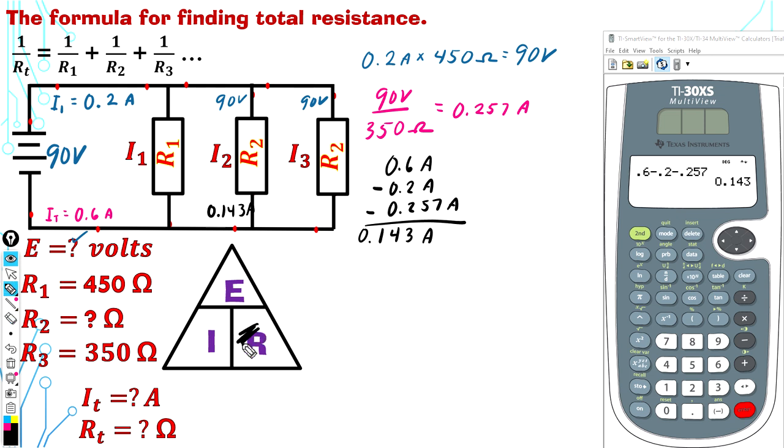So here I'm looking for the resistance. I cover up the R. E divided by I. So I've got 90 volts divided by 0.143 amps. 90 divided by 0.143. And that's going to give me approximately 629.37 ohms.